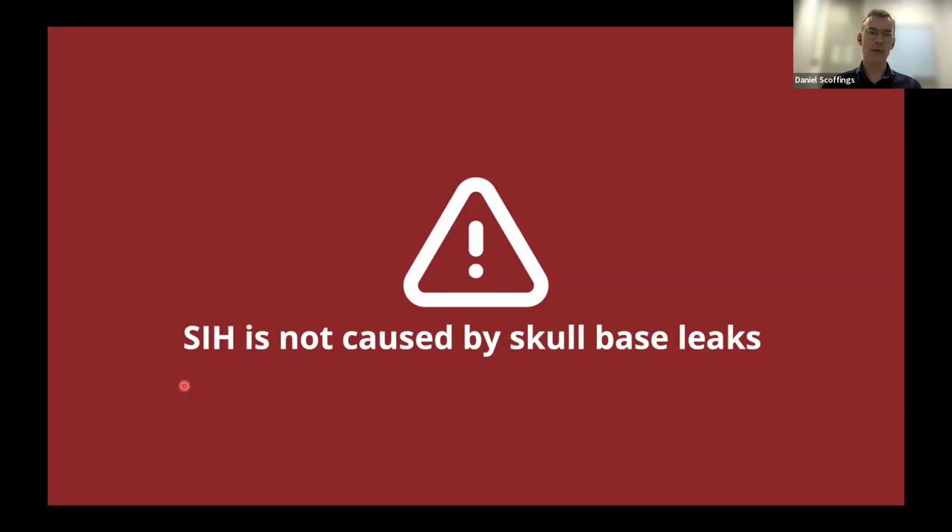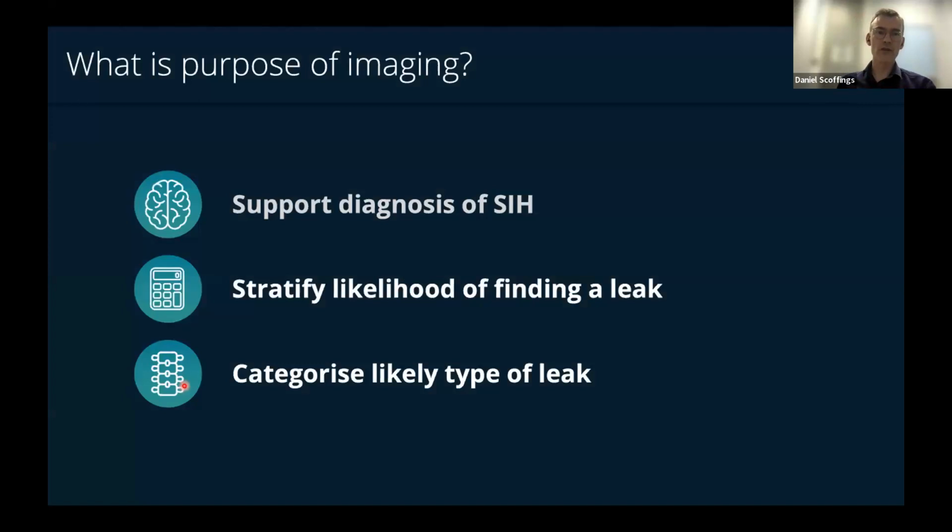So what's our role as neuroradiologists? What's the purpose of imaging? Well, firstly, it's to help establish the diagnosis of SIH by showing positive signs of CSF volume depletion, primarily on brain MRI, but you may also see them on spine imaging. We can use scoring systems for brain MRI, which can help us stratify patients into how likely it is that we may see a leak at myelography.